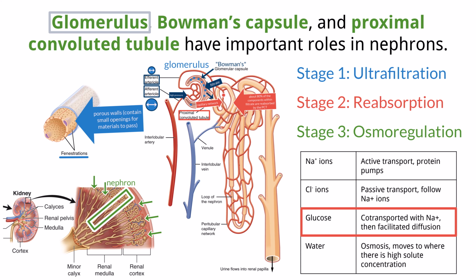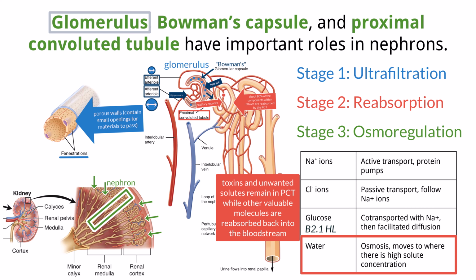Glucose moves via co-transport with sodium, which is considered an active transport process, and eventually via facilitated diffusion, moving through glucose channel proteins. To review how the sodium-glucose co-transporter works, review the D3.3 HL video. Water flows passively by osmosis due to osmotic concentrations created by the movement of solutes. The movement of sodium creates a high solute concentration outside the PCT, and water will follow. The PCT is where most reabsorption occurs. While toxins and unwanted solutes remain in the filtrate, valuable molecules are returned to the blood, helping the body conserve resources while still excreting waste.